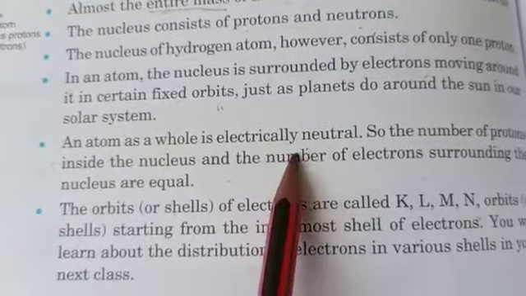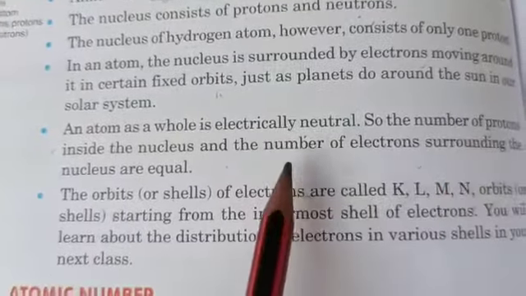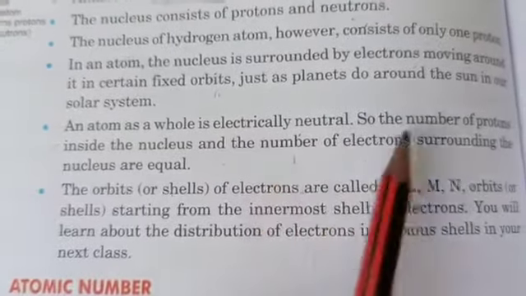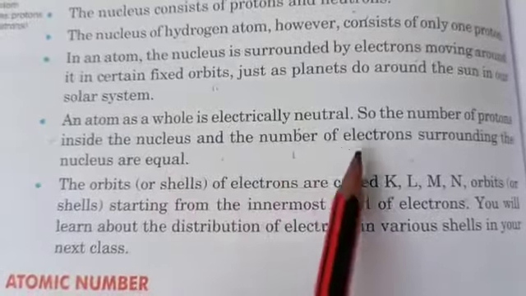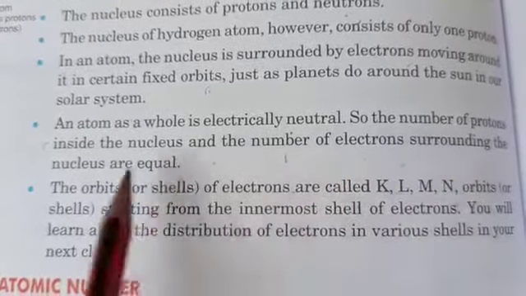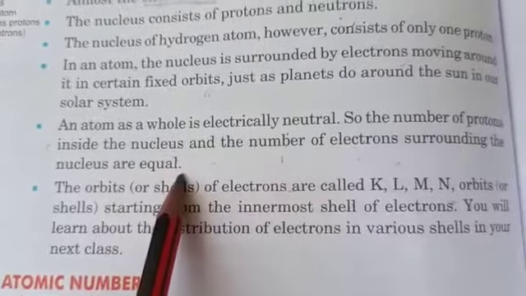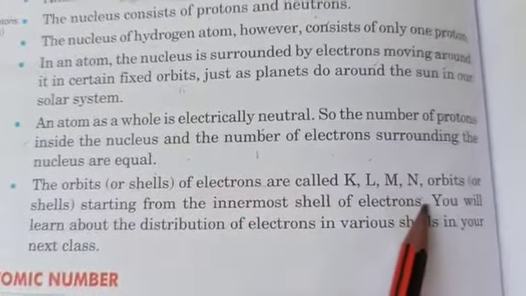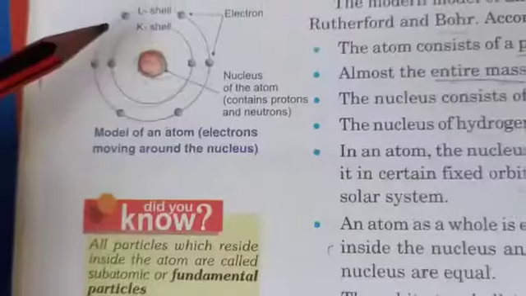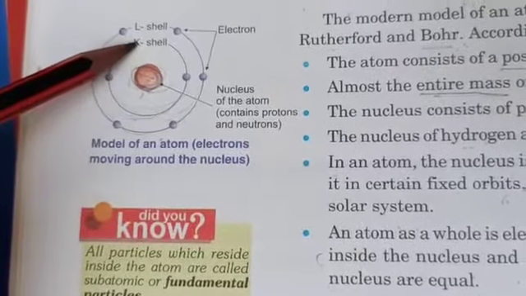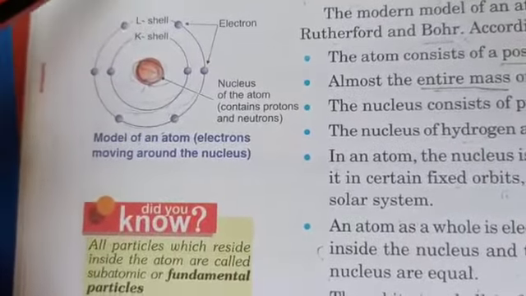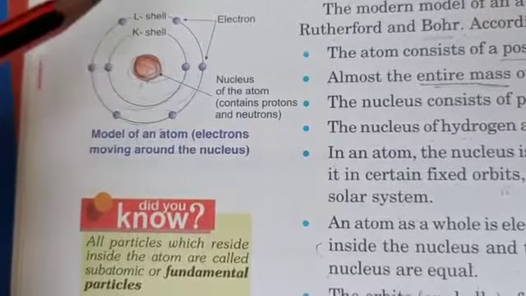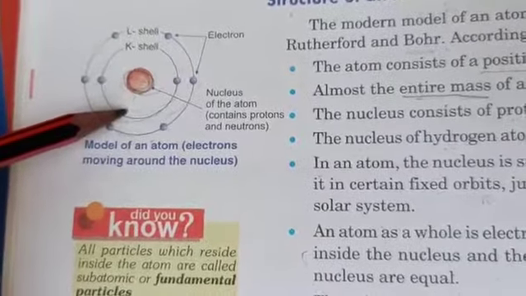Because atom is neutral, number of proton and number of electron both are equal. Number of protons are present inside nucleus and number of electrons are surrounding the nucleus. They both are equal. Next, the orbits of electrons are called K, L, M, N or 1, 2, 3, 4. Here these orbits are called K, L, M, N and so on, or 1, 2, 3, 4. Clear this structure of atom?